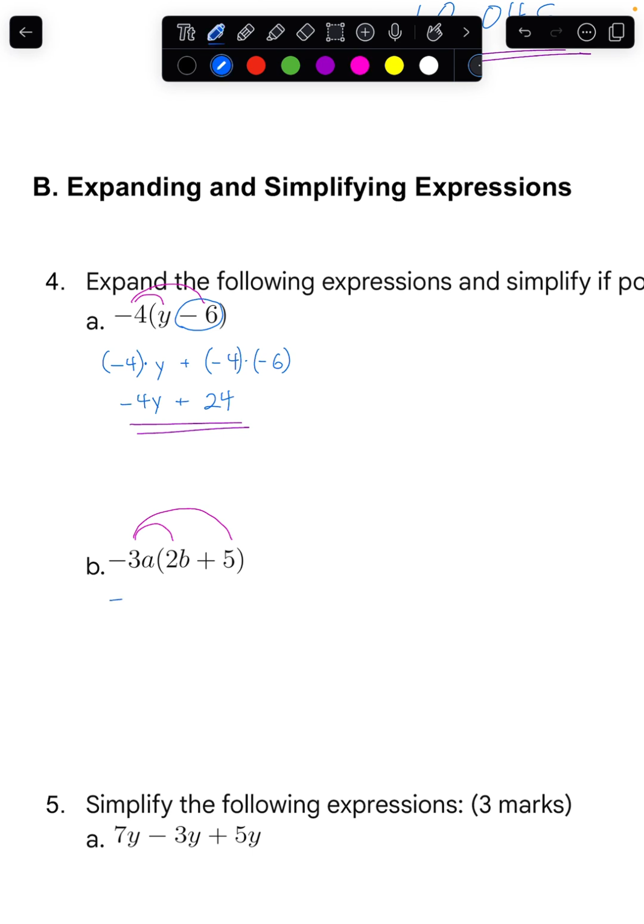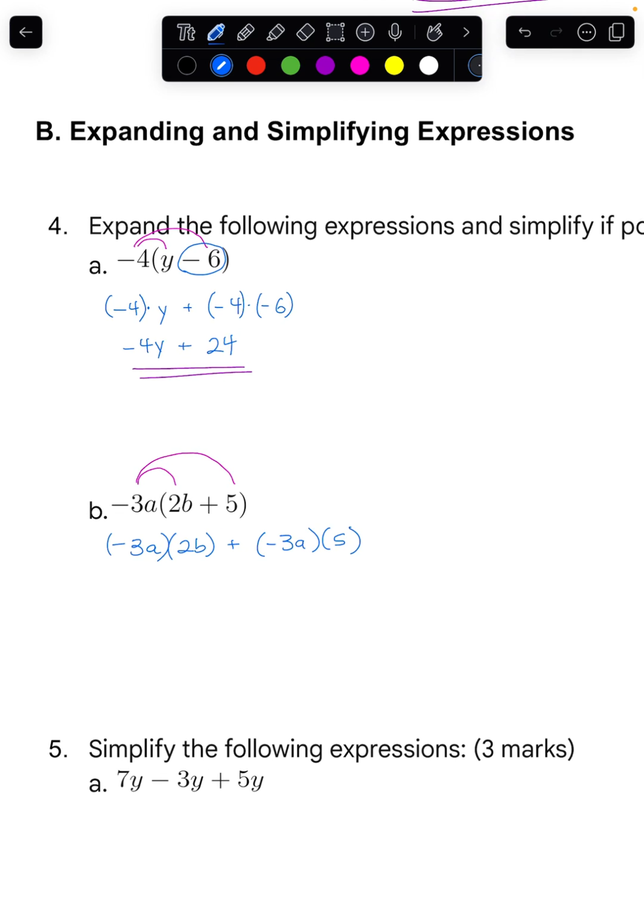Let's write it out. -3a, put it in brackets, times 2b plus -3a times 5. Okay, -3a times 2b, so we're just multiplying. We first are multiplying that -3 times 2.